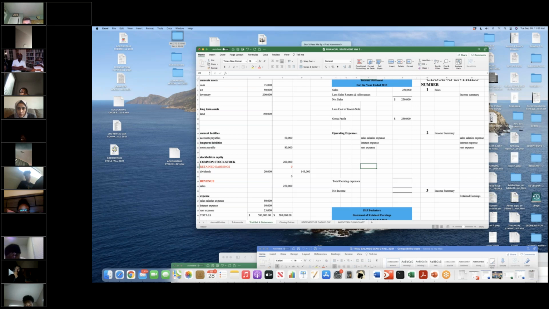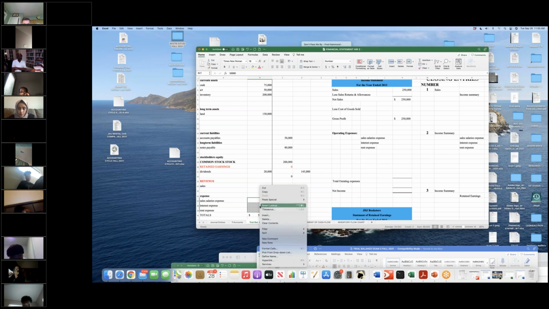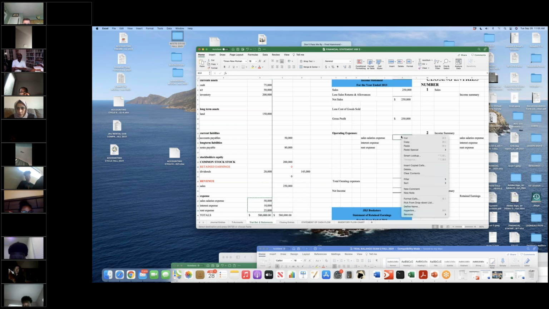Next, for the operating expenses, you're gonna get the numbers for salaries, rent expense, and interest expense. Where are we gonna get them from? Your trial balance sheet. So we're gonna go down here, remembering that the income statement includes everything below revenue. So we can copy these and we can paste those in right there.